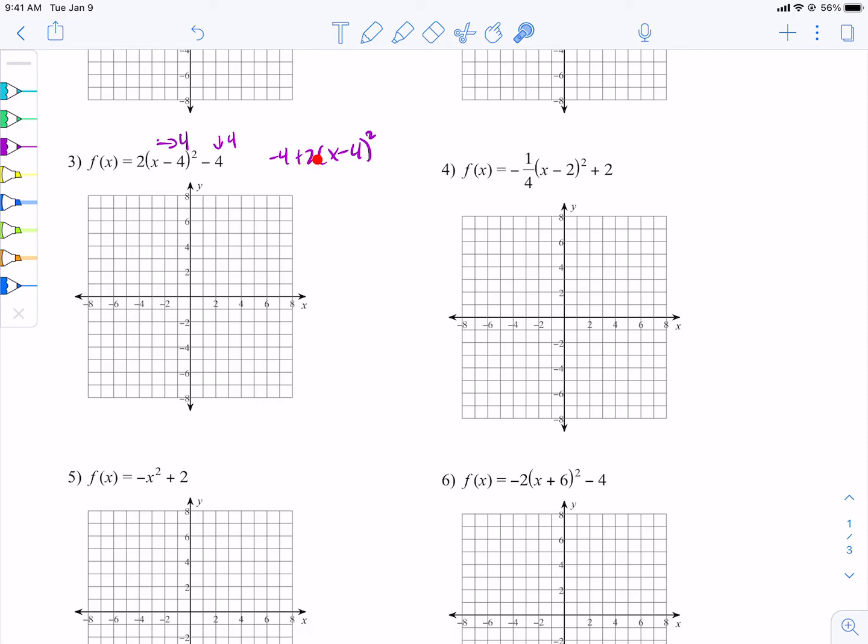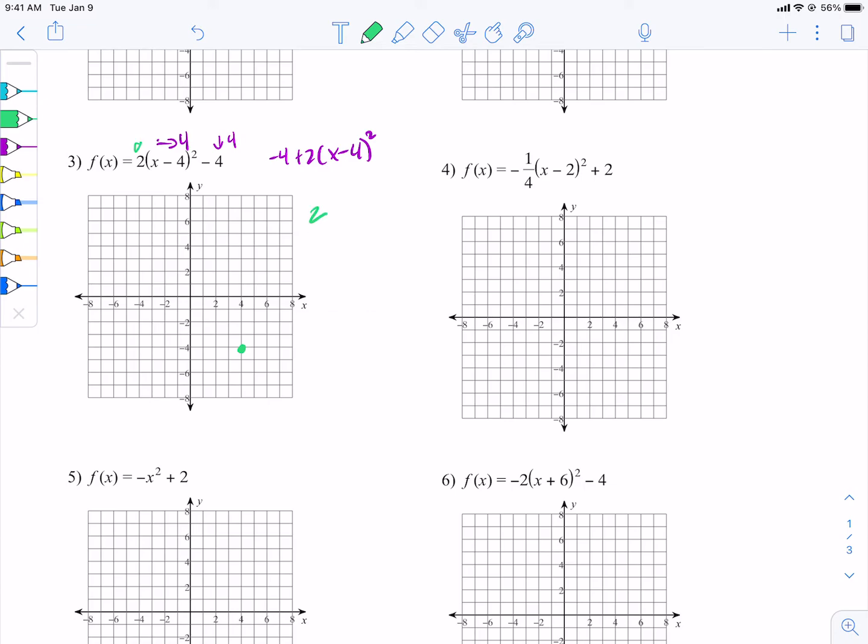So notice this 2 is being multiplied by the quantity squared. The 2 is being multiplied by the quantity squared. This -4 is being added to it. So then that's how we know this is the vertical shift instead. So we've got right by 4, down by 4, so that puts us at this vertex.